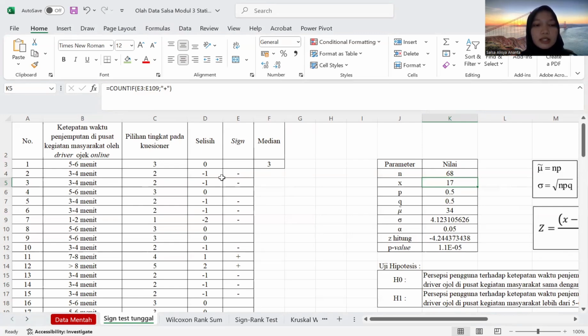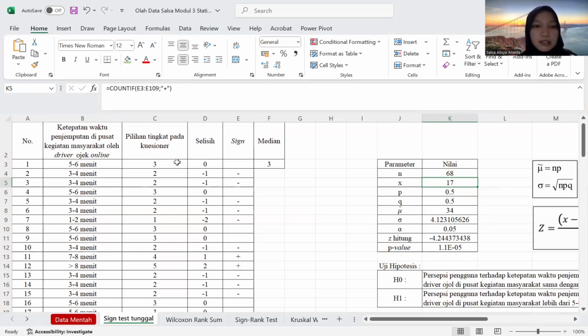It only looks at the sign, positive or negative, of the difference in the data, without considering the numerical magnitude of the existing data. The sign test can be performed on single or paired data, and it is performed to test whether the median of a population is equal to a certain value.